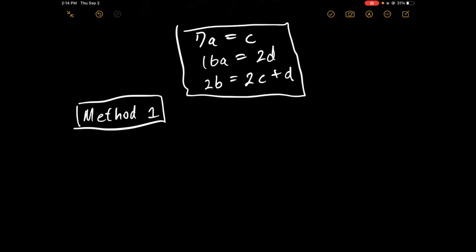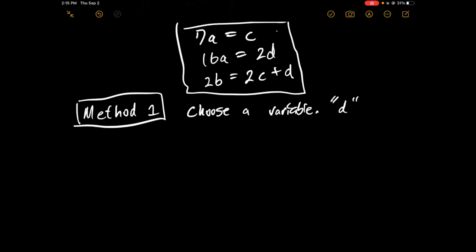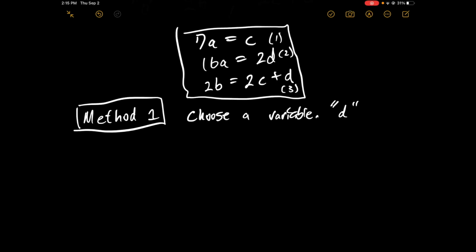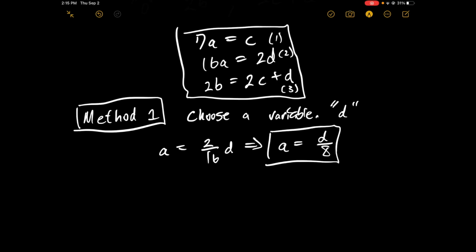So choose a variable that you want. In this case, let's just choose D. It could be any of A, B, C, D. It doesn't matter, but once you pick it, just be consistent. If you look at the second equation, you can see that if you divide by 16 on both sides, then A is 2 over 16 D, which implies that A is D over 8. So great, we already got our first equation where A is in terms of D.